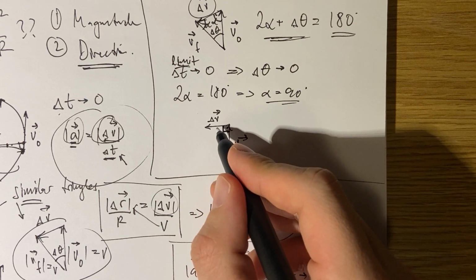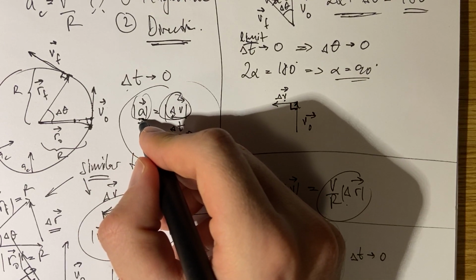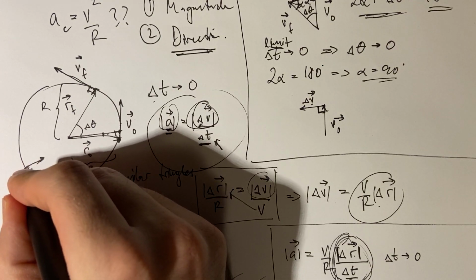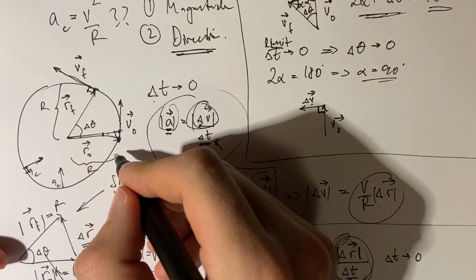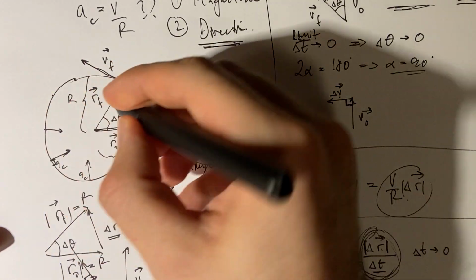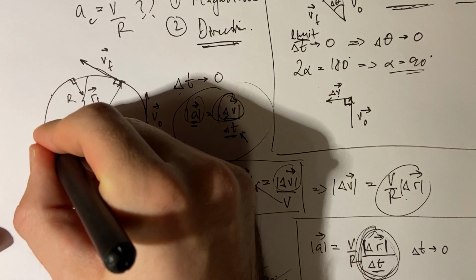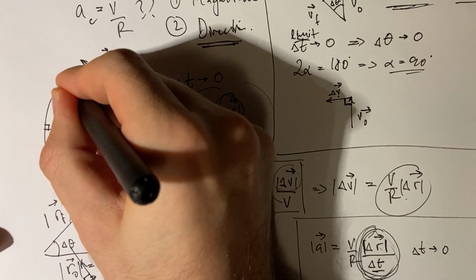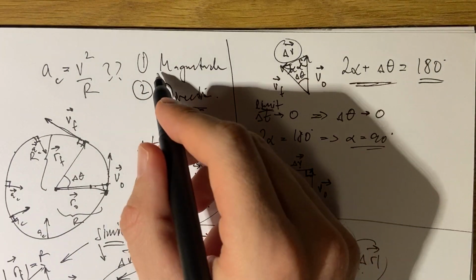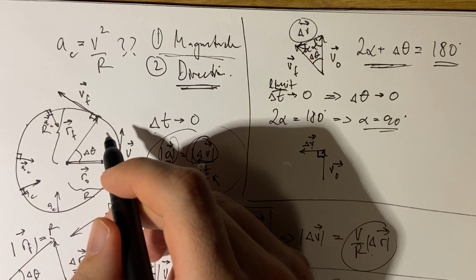And because the direction of this vector also is the same as the direction of the acceleration vector, this means that the acceleration vector will always have a 90-degree angle in relation to the initial velocity vector. In other words, it will always, no matter where we are along the circular path, be directed towards the center of the circle. Always directed towards the center of the circle. So now we've proven both the magnitude, we've derived the magnitude of the centripetal acceleration vector, as well as its direction.